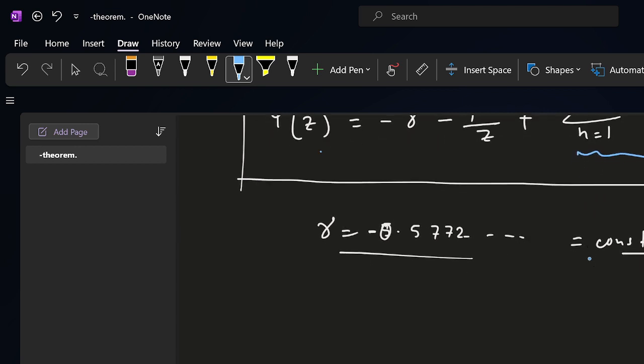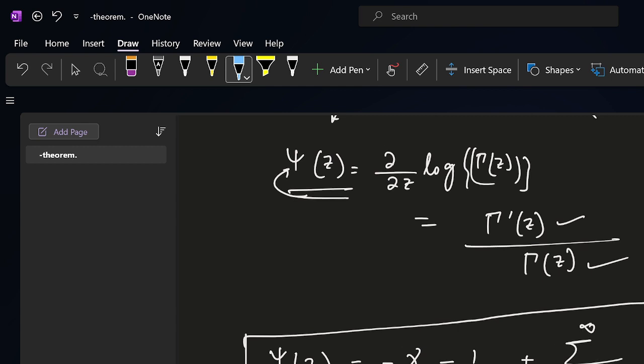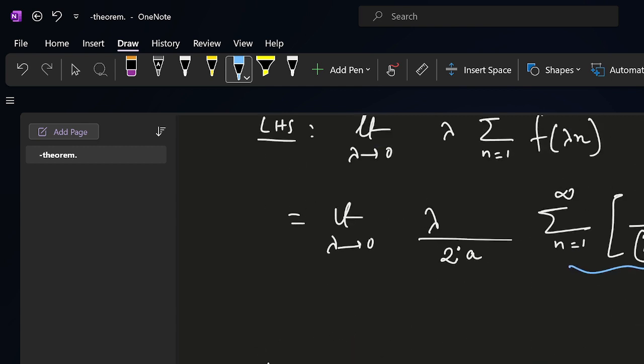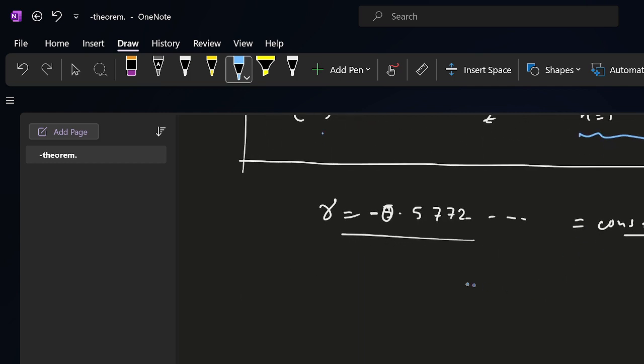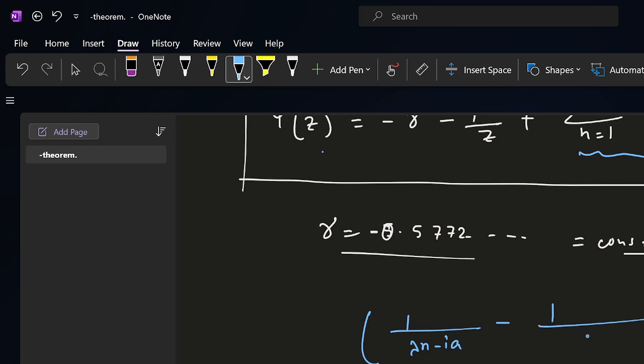But first of all, how do we reduce our expression in terms of this form, 1 by n minus 1 by n plus z? So let us play around with this term a bit. This is 1 by lambda n minus ia minus 1 by lambda n plus ia.